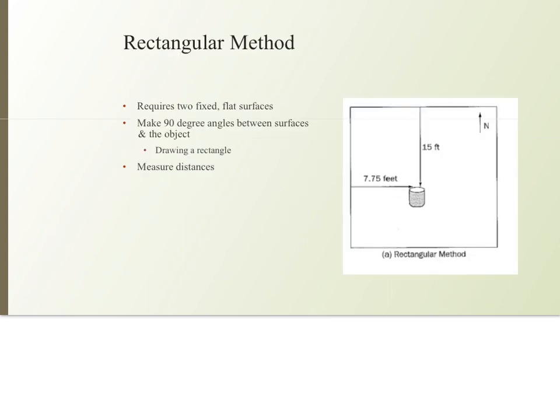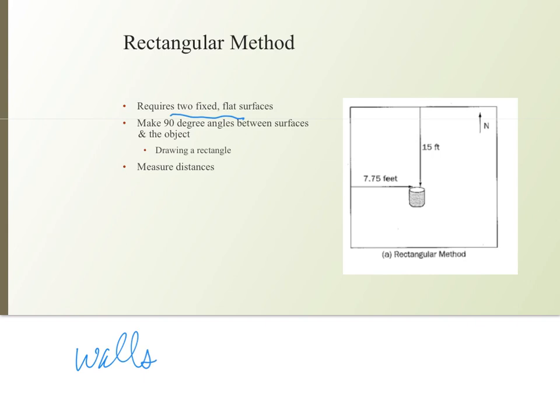This first method is the rectangular method. What's so important here is that you have to have two fixed flat surfaces. Many times what we're talking about are walls. So for example, walls of a room can be two fixed flat surfaces. All you need to do is make 90-degree angles between your surface and whatever object it is that you're trying to measure, your piece, your evidence. The instance in this example from your book is like a barrel or something.